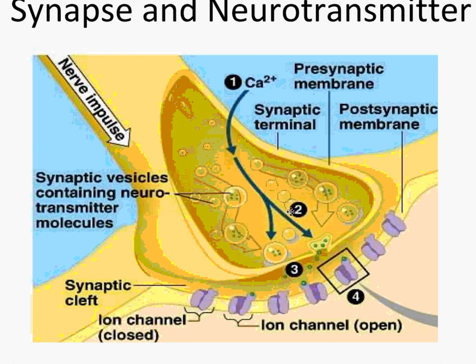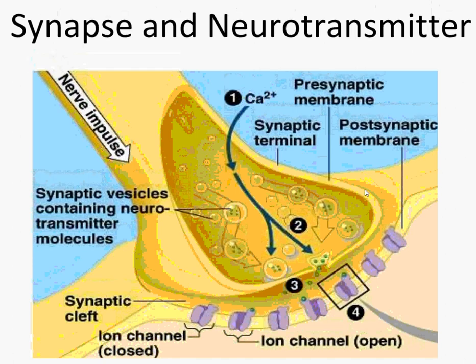Here's the axon terminal, and the signal, the chemical that is passed across the synaptic area is called a neurotransmitter. This is a chemical that is used to transmit the signal through the synapse as opposed to using electricity. And so we'll talk more about that in a later video.